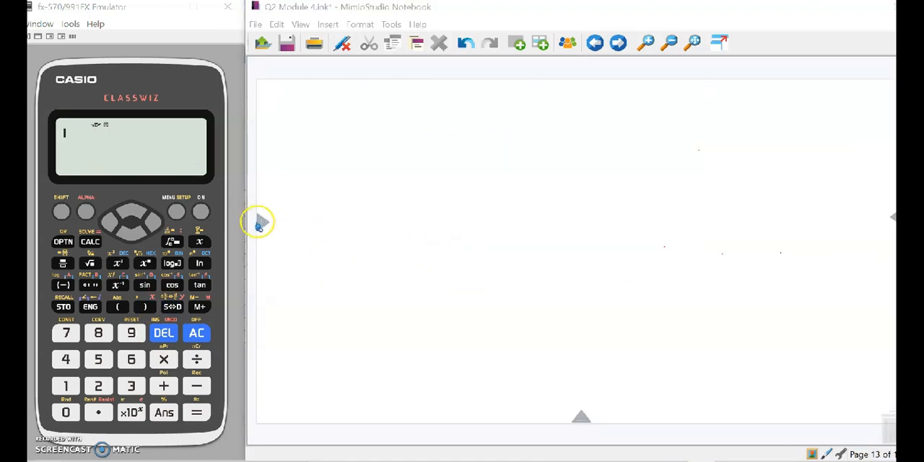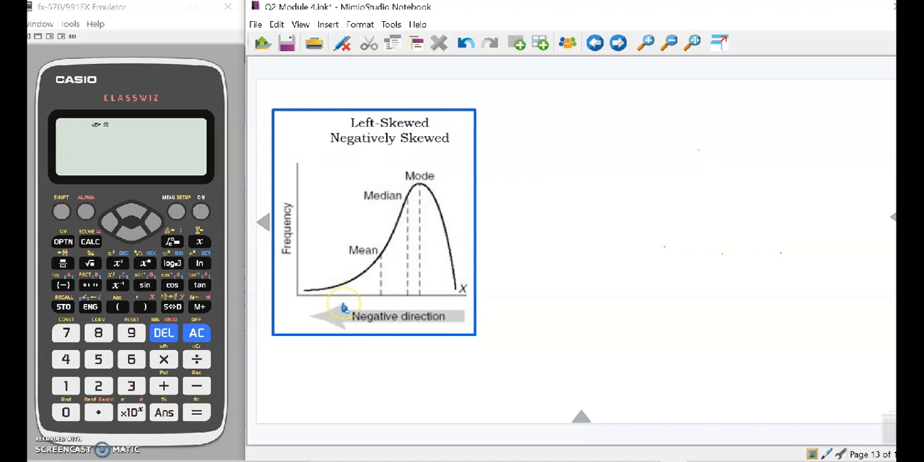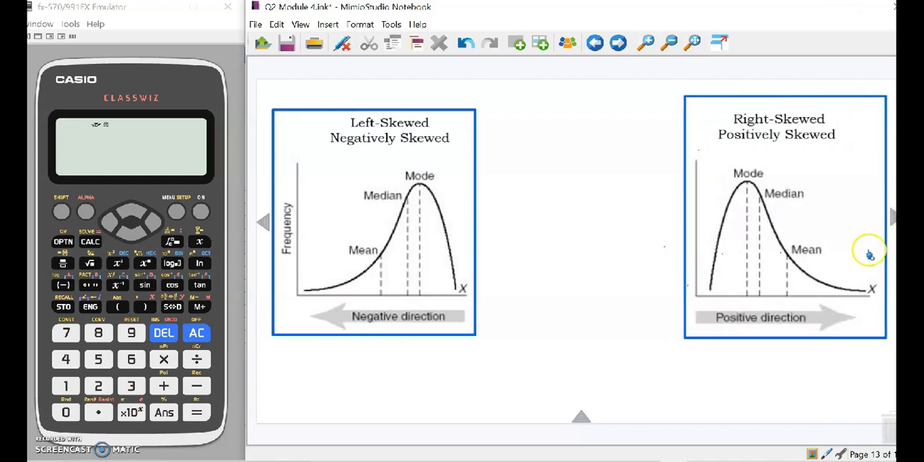So let's summarize what we learned today. We know that a distribution can be skewed to the left or negatively skewed if the direction of the tail is in the negative direction and where the mean is less than the median. The bulk of the distribution is on the right and the tail of the distribution is on the left. We also know that a distribution can be skewed to the right or positively skewed if the direction of the tail is towards the positive direction where the mean is greater than the median and the bulk of the distribution is on the left while the tail is on the right.